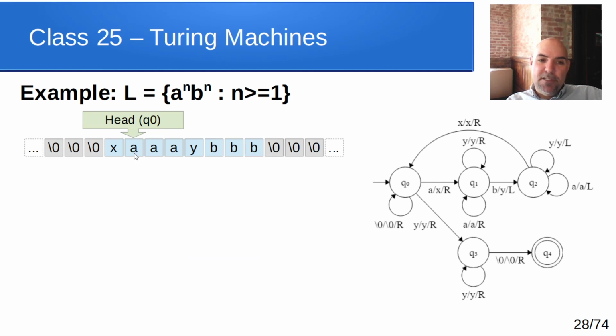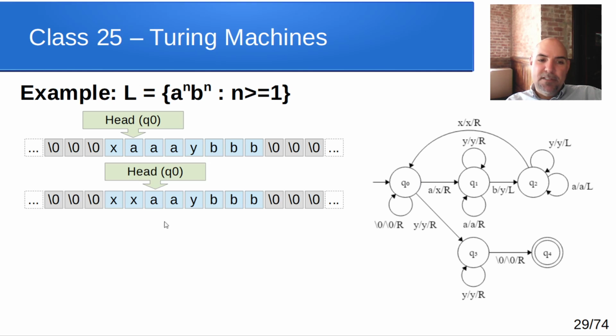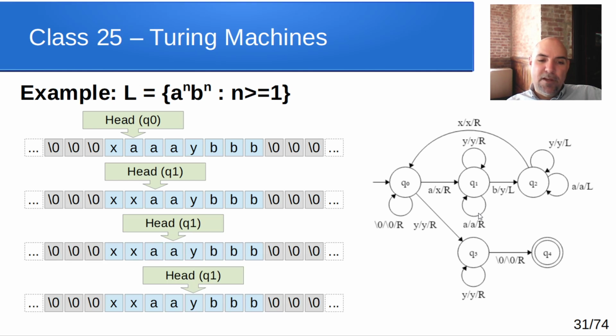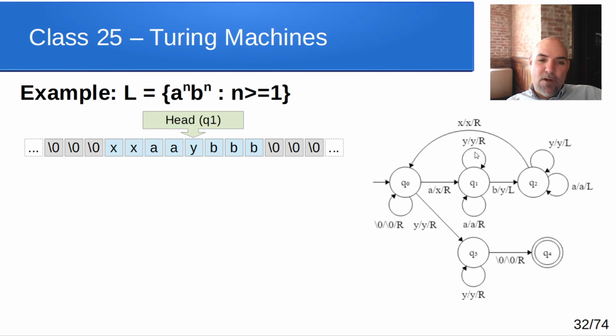The situation we're in is now we're over that A, and we're back in Q0. When I see an A, I mark it off with an X and move to the right. There's the X that I just put down, move to the right. Now I see an A, I leave the A and move right. See an A, leave the A, move right. See a Y, leave the Y, move right.